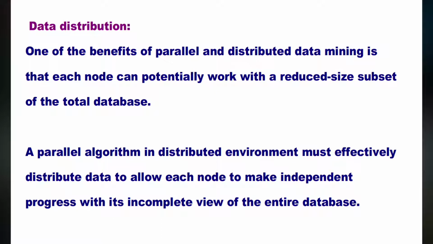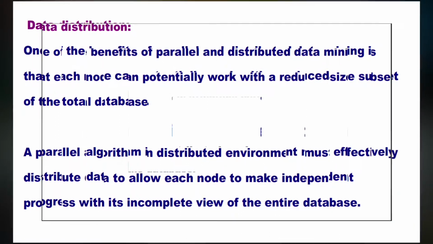Now, let us look at the problems in developing parallel algorithms for a distributed environment. There are several problems in developing parallel algorithms for a distributed environment with association discovery data mining, which is described in this research work. The first one is the data distribution. One of the benefits of parallel and distributed data mining is that each node can potentially work with a reduced size subset of the total database. A parallel algorithm in a distributed environment must effectively distribute the data to allow each node to make independent progress with its incomplete view of the entire database.